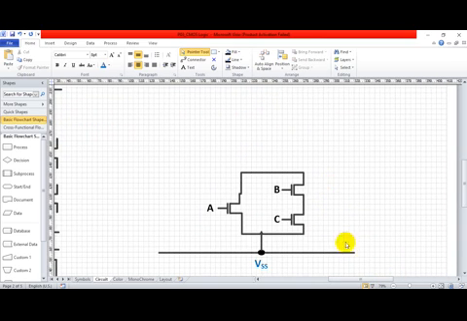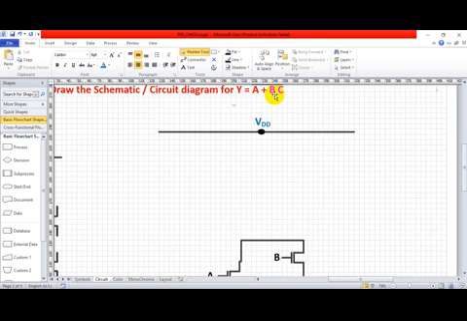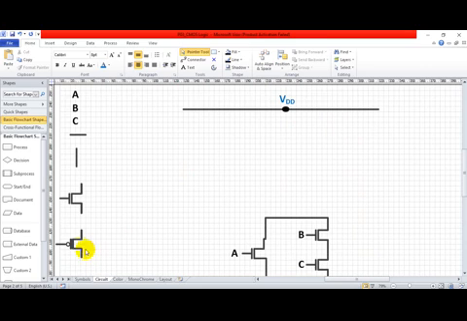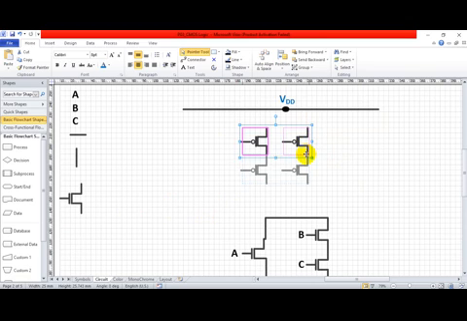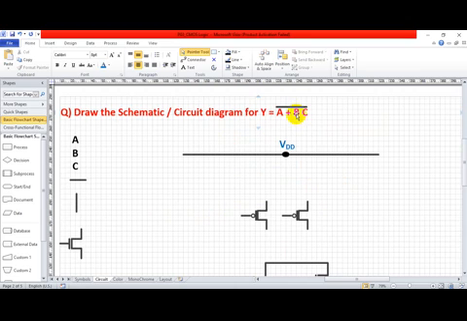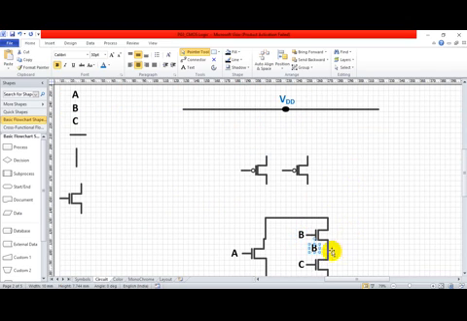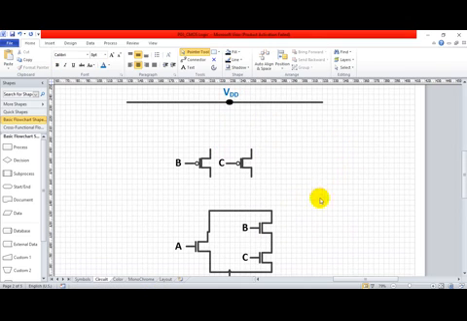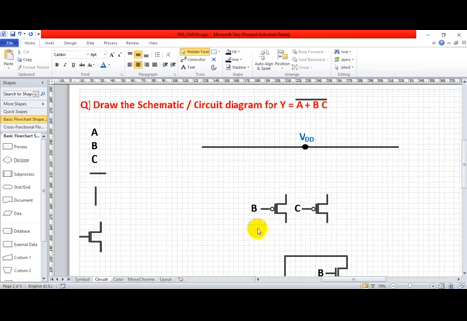Then for PMOS it is exactly opposite. Dot means it is parallel and plus means it is series. So I will have two PMOS, one and two. These two PMOS are in series, or in parallel, sorry, B and C. So this is B and this is C. And this BC is in parallel with A.